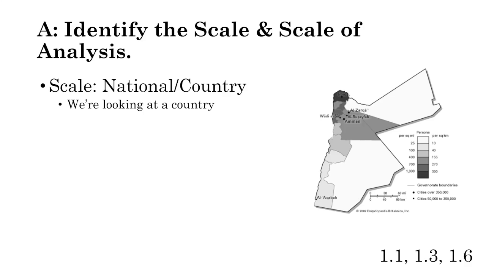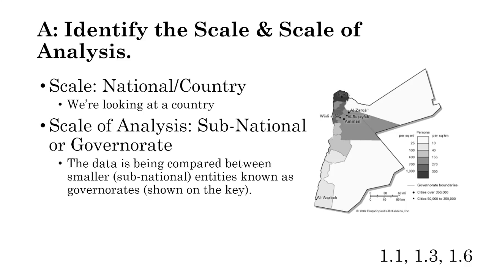The scale of analysis, we're comparing data between zones smaller than the country, so it's a sub-national scale of analysis. And then the other answer that would be acceptable is governorate. Now, why is that the acceptable answer here? Because if you look on the legend of the map, it says that these boundaries separate governorates. So that's what those regions are called. And that's what you can call the scale of analysis as well. Subnational would be the easy answer. That's the answer I would have gone with.